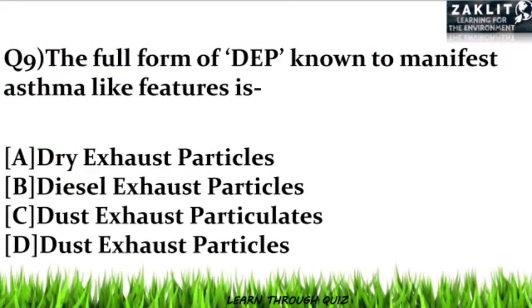The ninth question was to find the correct full form of DEP, which is known to manifest asthma-like features. And here the correct option will be option number B. Diesel exhaust particle is the full form of DEP, and here you should note down that pronunciation of ASTHMA is not as it is commonly said. So time for the 10th question.